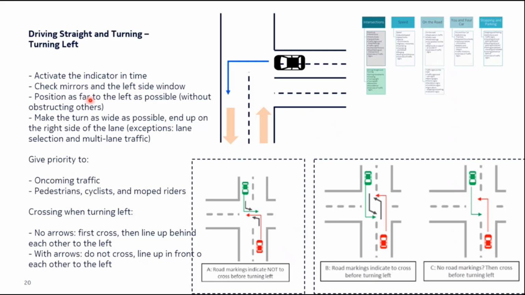You must position as far to the left as possible without obstructing others. All right. So we should have made this much clearer, but yes, this is also not the correct position. In this case, the car should be on the left lane because it is trying to turn left. Let me correct that real quick. Okay, I made the correction.